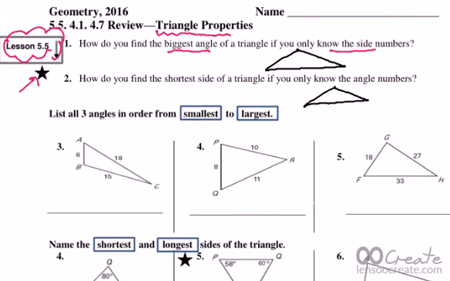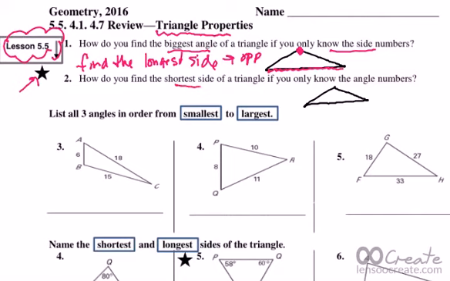If I look at this triangle that I have sketched right here, if I can find the longest side, then I know the biggest angle will be opposite of that. So how do you find the biggest angle? Find the longest side and know that it will be opposite.